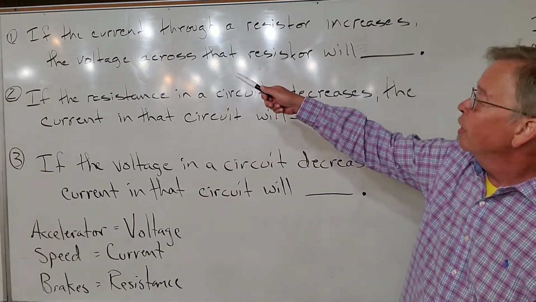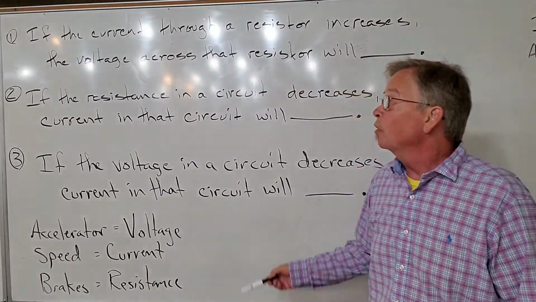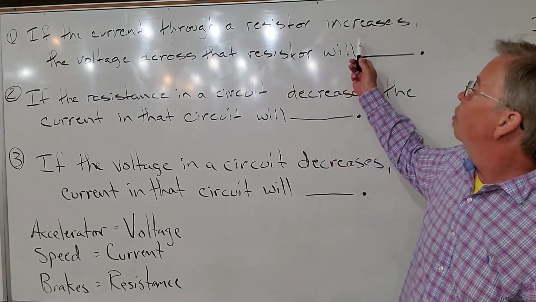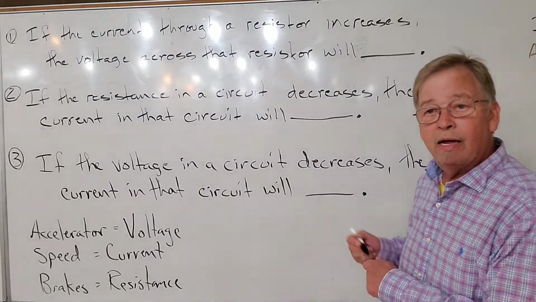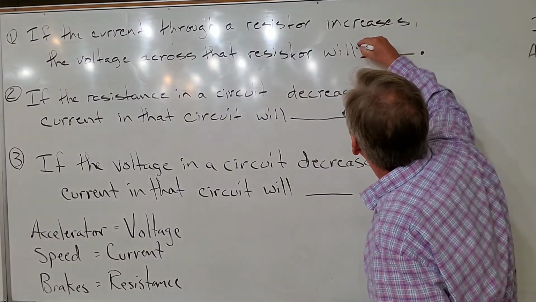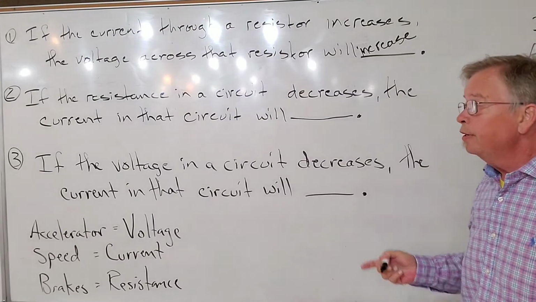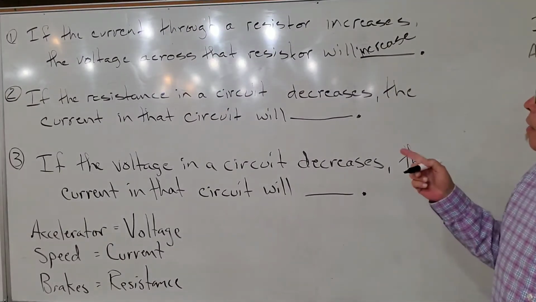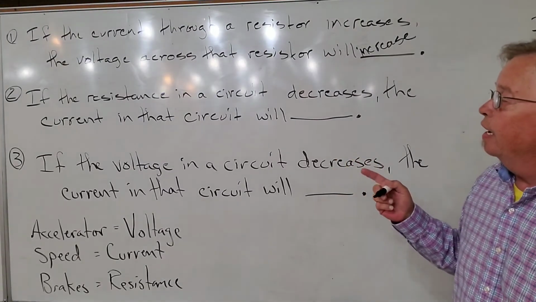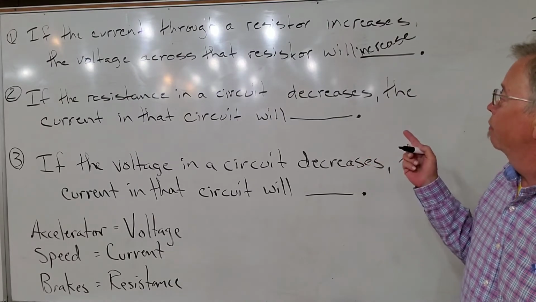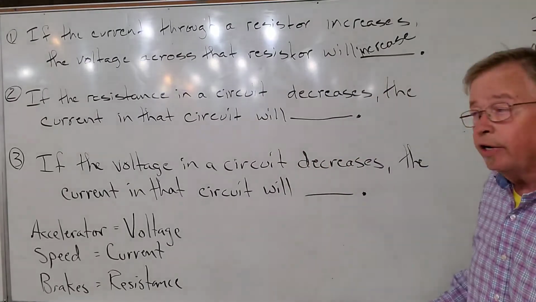So for example, if the current through a resistor increases, the voltage across that resistor will. Well, think about it. If the speed down the road increased, the accelerator had to increase. The second one, if the resistance in the circuit decreases, the current in that circuit will. Well, if the brakes are let off down the road, what will happen to the speed? It increases. That's exactly right.